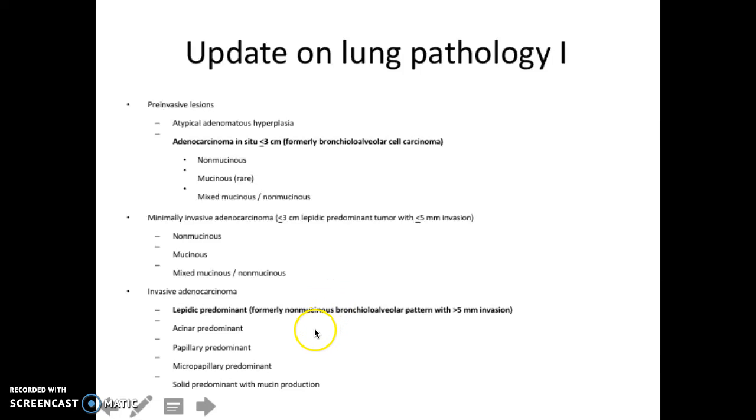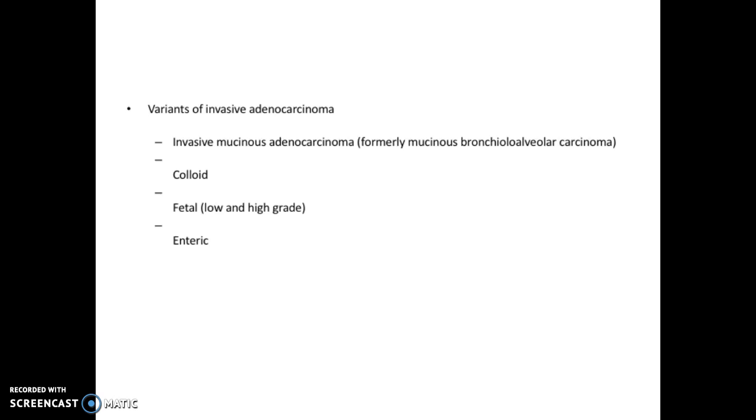There is another new term as well, formerly known as non-mucinous bronchoalveolar pattern of invasive adenocarcinoma, which is now known as lipidic predominant adenocarcinoma. So this is when the features are similar to adenocarcinoma in situ, but there is an invasion of malignant cells of more than 5 millimeters. There are other variants of adenocarcinoma as well.